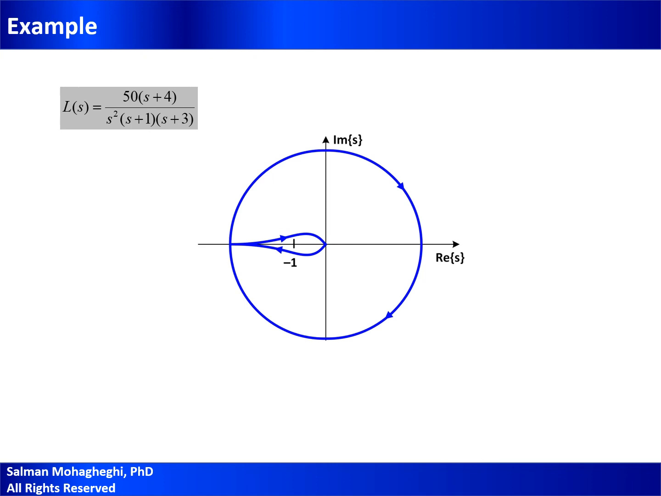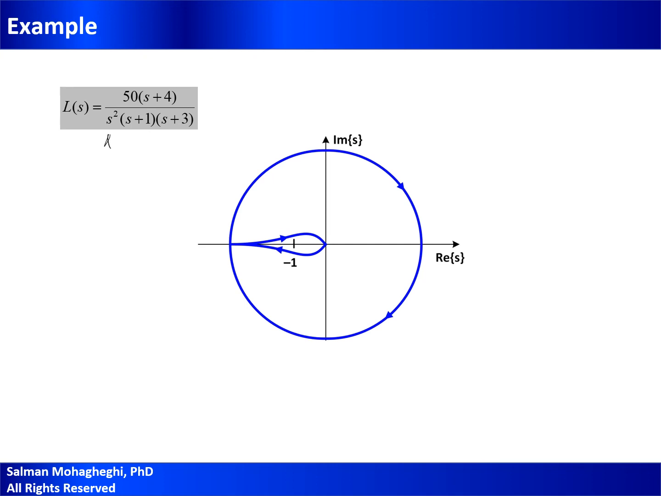Now if you have more poles along the j omega axis, the analysis is going to be the same, except that for every pole you're going to have to draw one half circle in the clockwise direction. Let's consider this example. Your loop gain is 50 times (s plus 4) divided by s squared times (s plus 1) times (s plus 3).